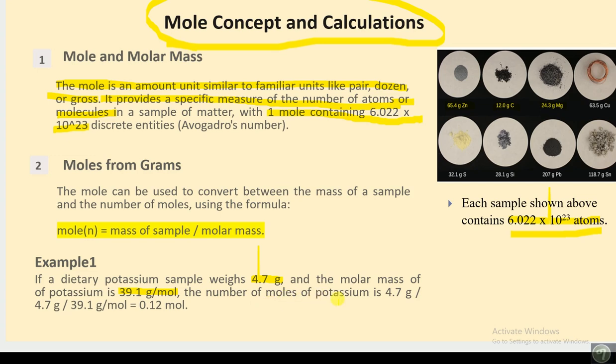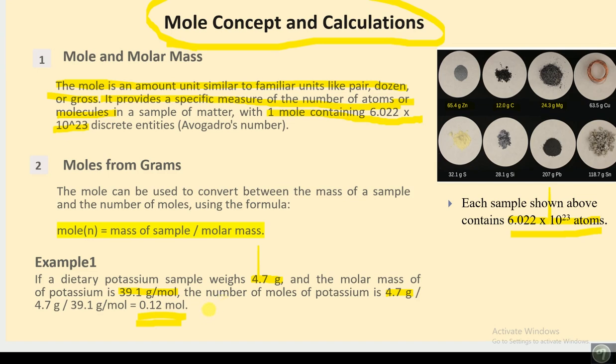mole, in this equation defined as given mass of the sample divided by molar mass. So in this example 4.7 is our given mass and the molar mass of potassium is 39.1, you can see on the periodic table. So 4.7 gram divided by this gives this many moles. So the question asks to find the mole. So use this equation. Okay, mass of the sample divided by molar mass.